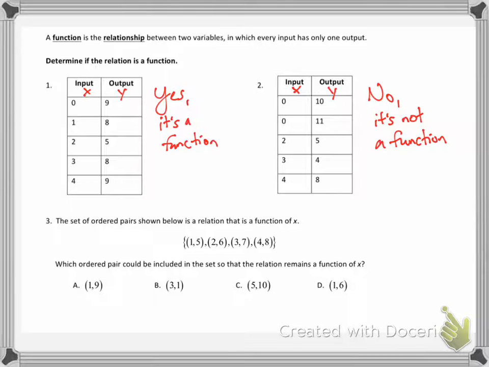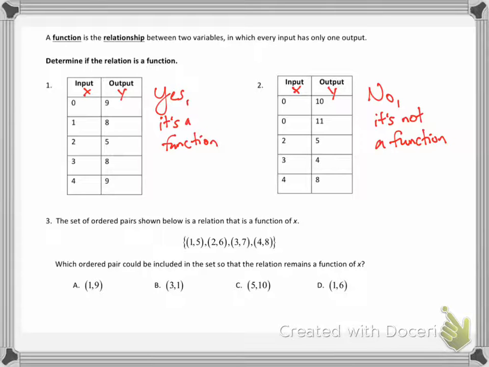So whenever you're given a list of ordered pairs, whether it's in the normal formatting with the parentheses, or in a table, whatever the case may be, if you have repeating x's, it cannot be a function. If all the x's are different, then you're good to go. So you see the question underneath here, you've got a set of ordered pairs, (1, 5), (2, 6), (3, 7), (4, 8). It's asking which ordered pair could be included so the set remains a function of x.